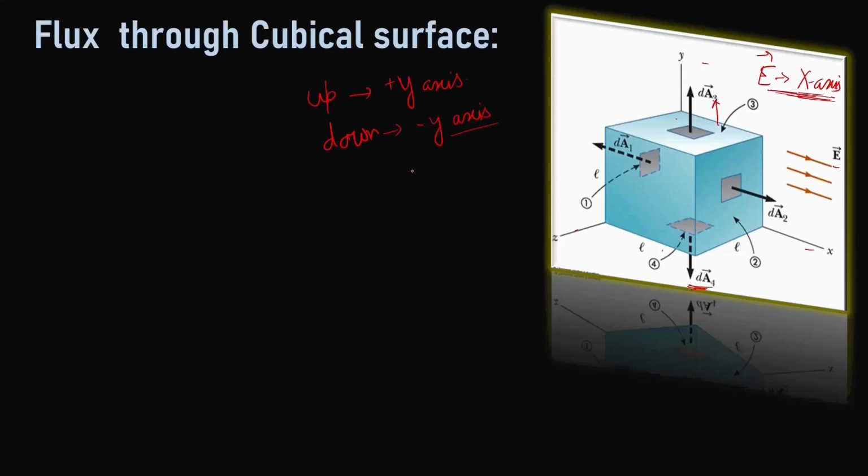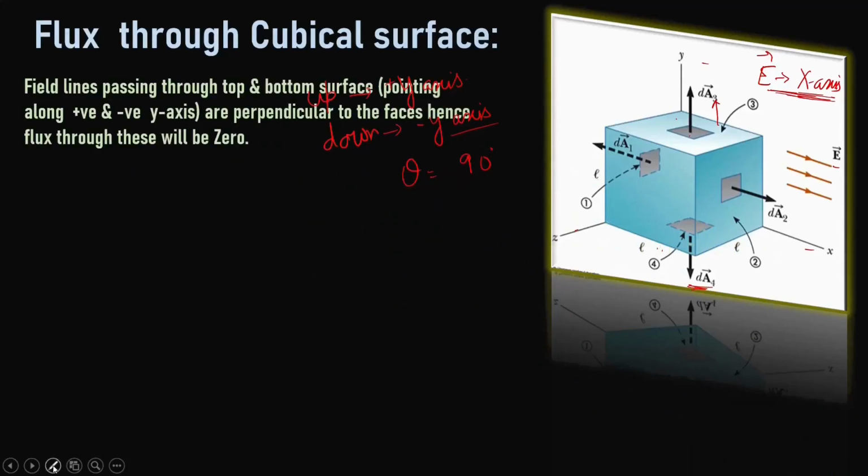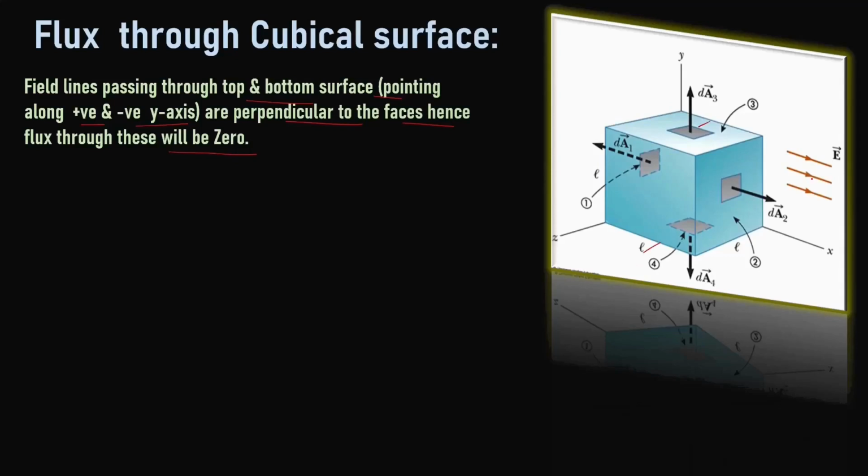the x-axis. So the angle between the electric field and the area vector comes out to be 90 degrees. The angle between the x and y-axis is 90 degrees. So the flux associated with the top and bottom face will become equal to 0. Here we find that the field lines passing through the top and bottom surface, which are pointing along the positive and negative y-axis, are perpendicular to the faces, and hence the flux through these will be 0. The area vectors of the top face and bottom face make an angle of 90 degrees with the electric field, so the flux associated with these two faces will be 0.